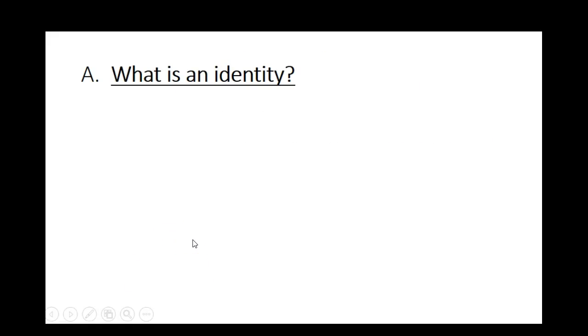So we're going to be talking about these things called identities. Oh, you just grab the part. Cool. We're going to be talking about these things called identities.